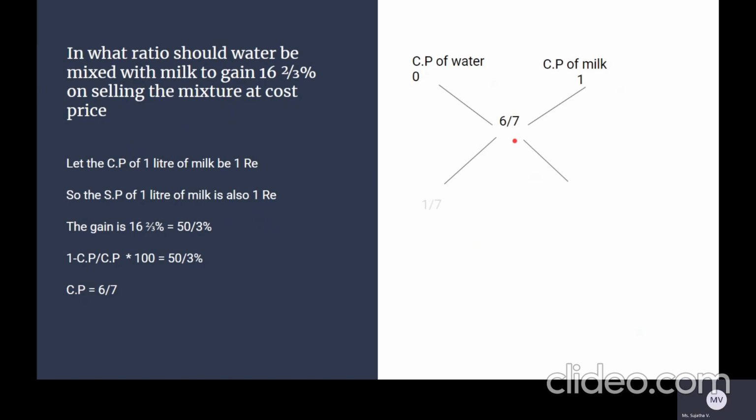After mixing, so originally what was the cost price of water? It was 0, and the cost price of milk was 1. But when you mixed water with it, what happened to the cost price? It became 6/7. Now let us subtract it, right? As usual, A2 minus A and A minus A1, and then finding the ratio.